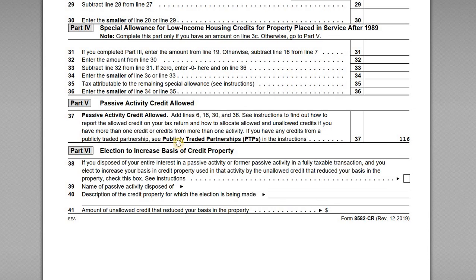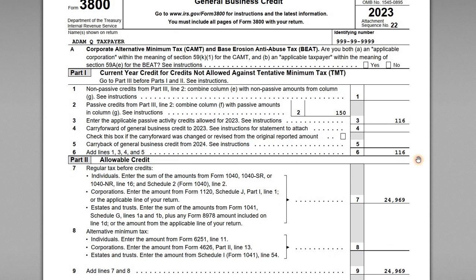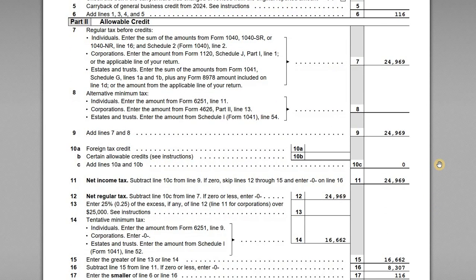Now notice here it says, see the instructions to figure out how to report this credit. And this is because this credit, depending on why you're completing the 8582, it could flow to a number of different forms. In our case here, this credit is going to be flowing back to the 3800 form for the general business credit. Right? So if we go back to the 3800, $116, that is coming from the 8582 CR. So we've got $150 of credit, $116 is going to be allowed for 2023, and then the difference is what's going to be rolled forward as an unallowed credit for passive activity purposes. Now that we have the 3800, we go through the rest of the 3800 and figure out how much of this credit is going to be allowed based on our tax liability.